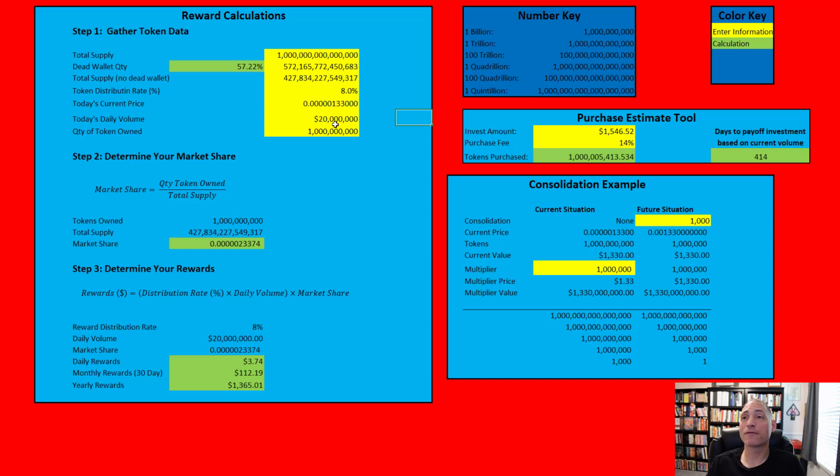And that's if it's the same amount every single day. And that's just those rewards accumulating. Now, what it doesn't account for is what you do with those rewards. So if you're getting $3.74 per day or $1,365 per year, what are you doing with those? If you're reinvesting it, then you're getting compounded interest. So you're constantly increasing your tokens, and then you're also increasing your rewards.